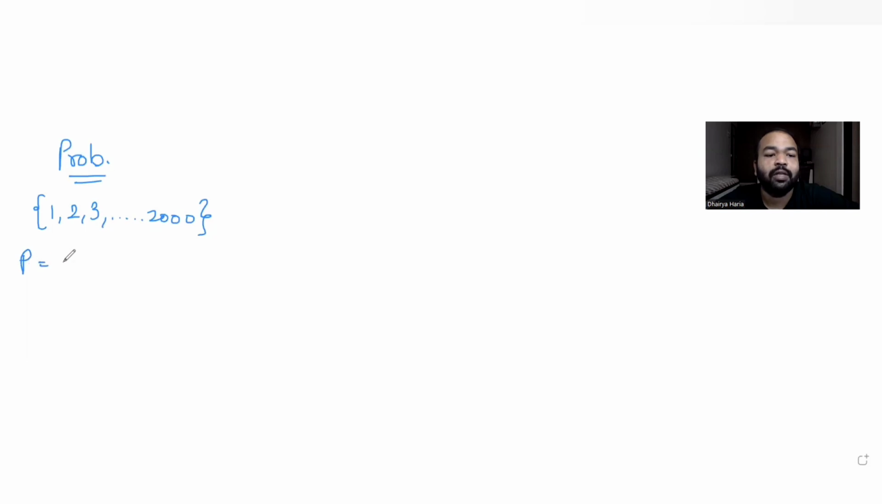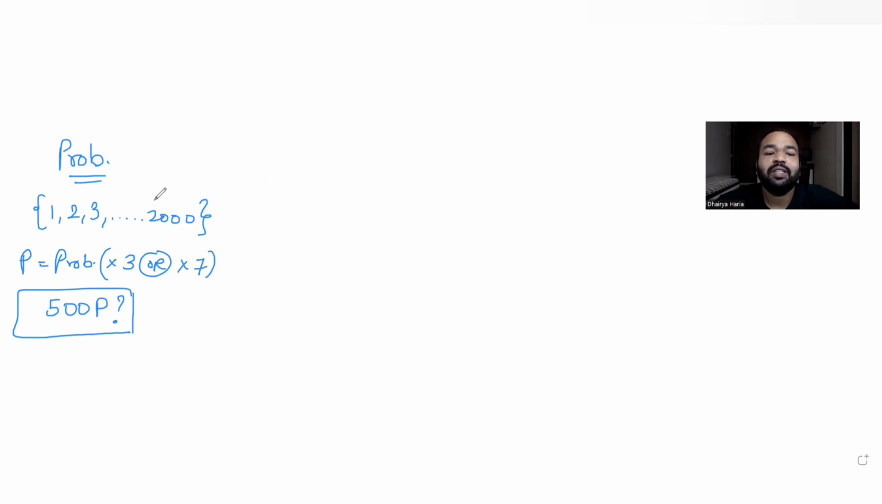P is given to us as the probability that the number selected from 1 to 2000 is either a multiple of 3 or a multiple of 7. And once we find this probability P, we have to find the value of 500 times P. So we need to find the value of the expression 500 into P. First of all, let's try to find the probability for the question asked.